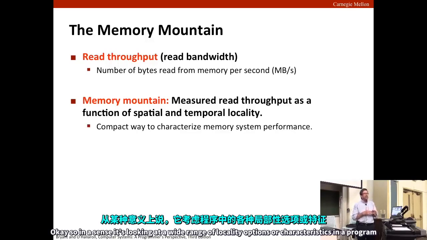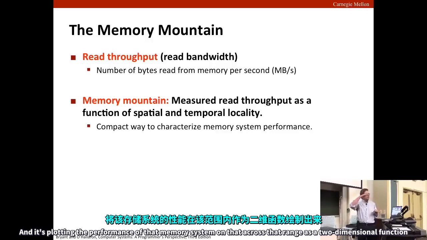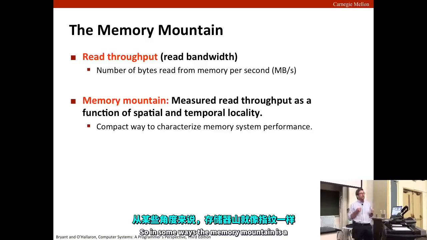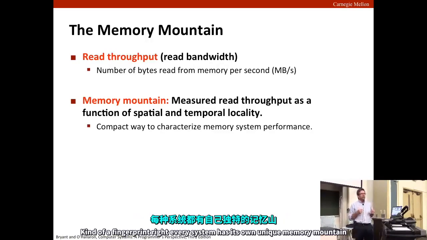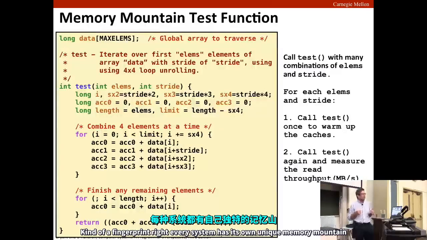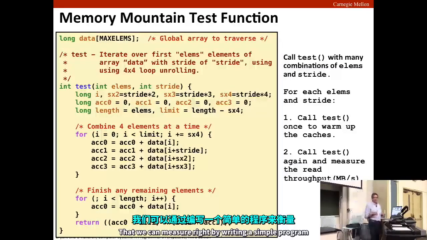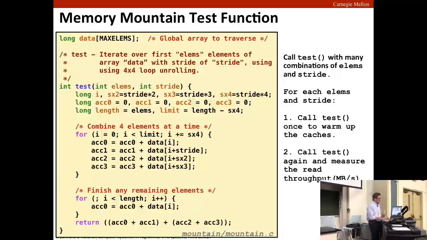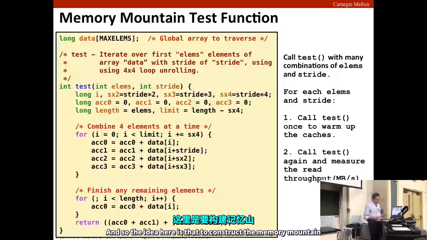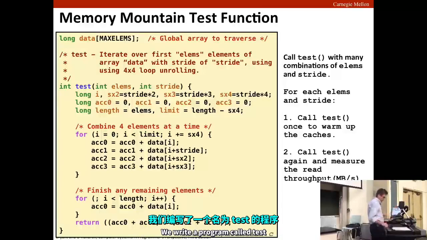So in a sense, it's looking at a wide range of locality characteristics in a program, and it's plotting the performance of the memory system across that range as a two-dimensional function. In some ways, the memory mountain is a kind of fingerprint. Every system has its own unique memory mountain that we can measure by writing a simple program. And so the idea here is that to construct the memory mountain, we write a program called test.